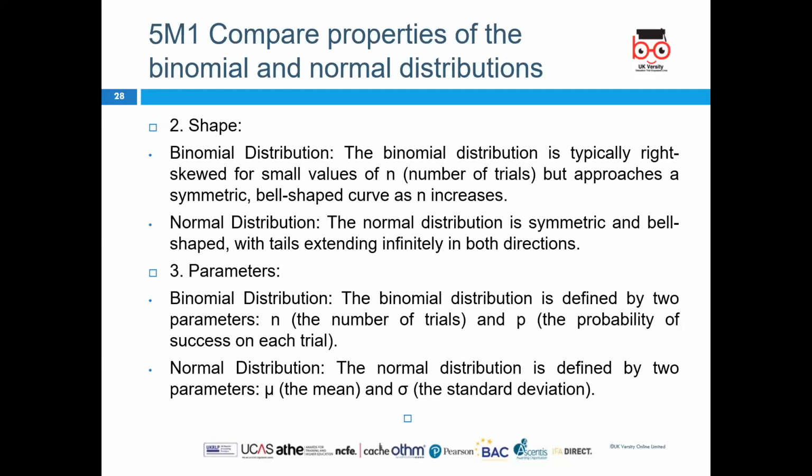Then you have the parameters. So a binomial distribution is defined by two parameters, that is the number of trials and the probability of success on each trial. So these are the two fundamental characteristics of the binomial distribution. Then you have the normal distribution, which is defined by two parameters, the mean of the population and the standard deviation. So that is how you use the normal distribution to draw the bell curve.